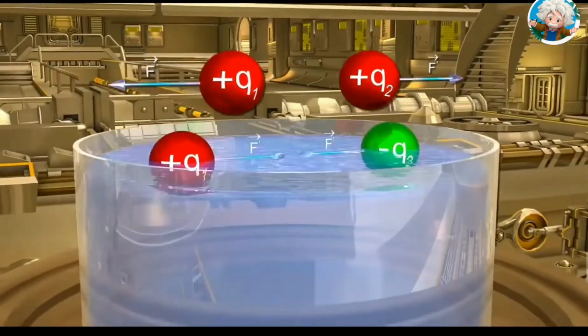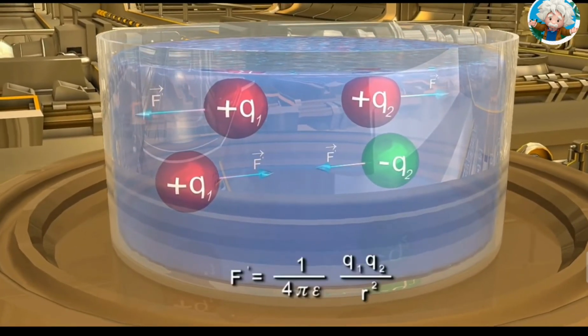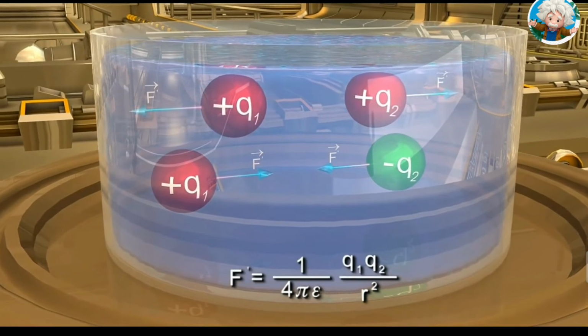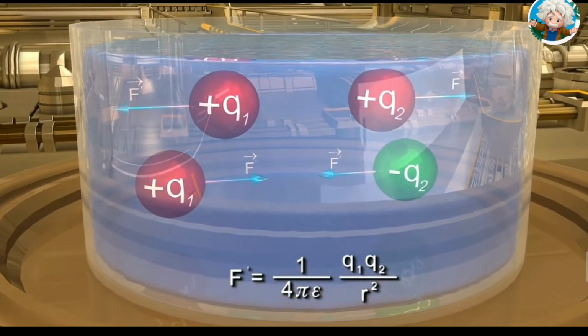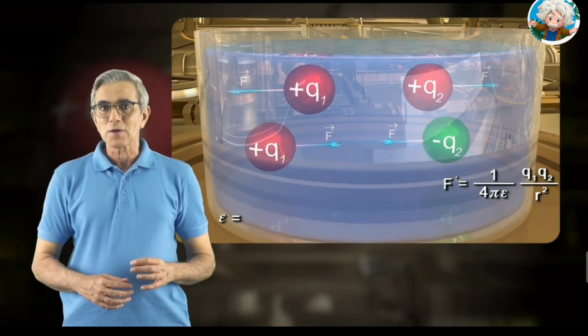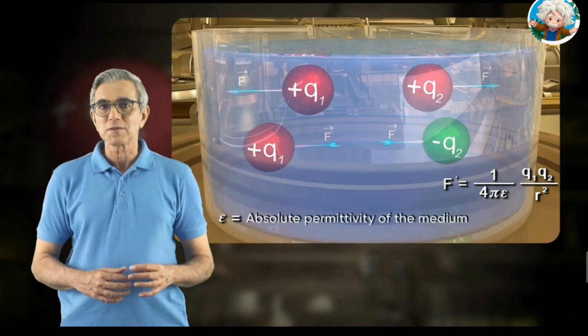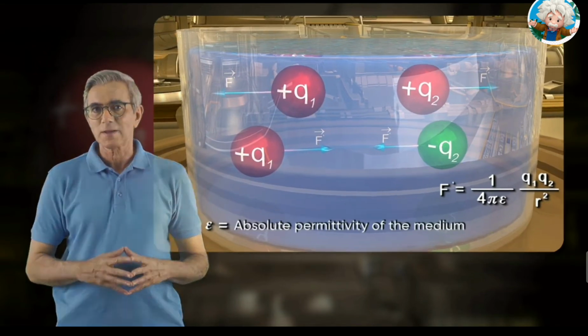But what if charges are placed in a medium other than a vacuum? The force between the two charges when placed in a medium is expressed by a variation to Coulomb's law seen in the equation. Here, epsilon is called the absolute permittivity of the medium and can be determined experimentally.